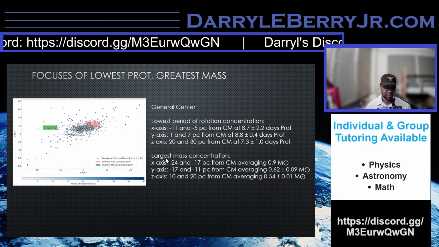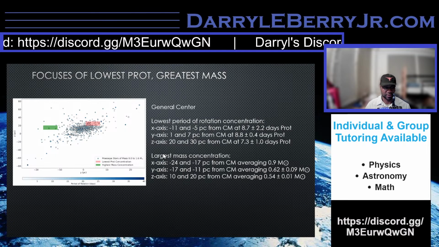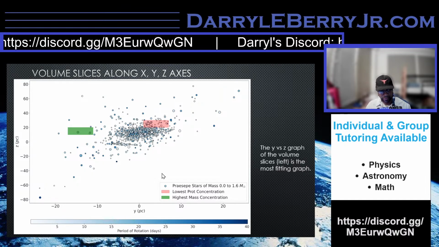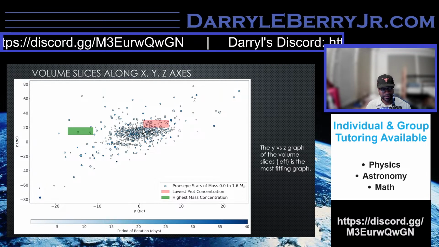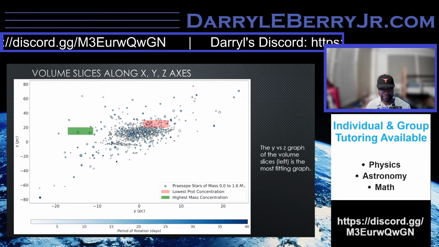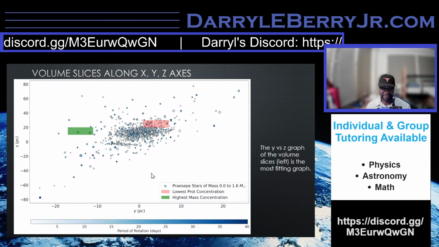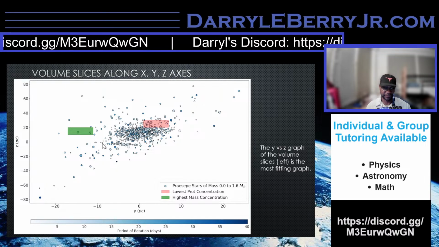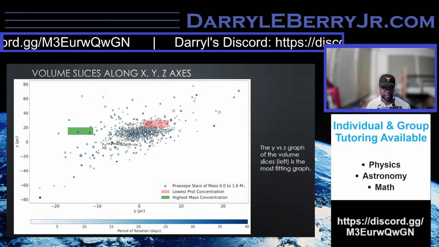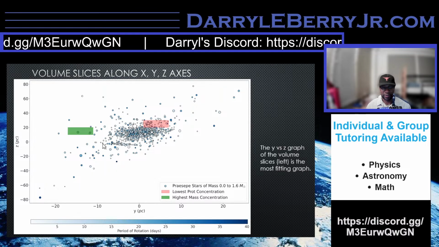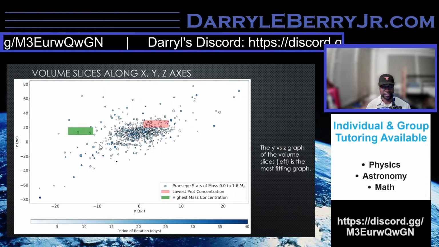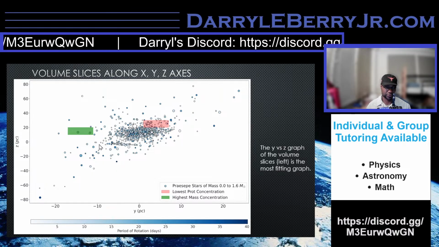So if you look at the larger plot here, you can see that the lowest period of rotation is, as we plotted it here on the YZ plane, in the upper right, and the concentration of highest average mass is in the left. So contrary to my expectations, these concentrations of mass and rotation are sort of all offset from the center, which means that the concentrations of rotation and mass are highly asymmetrical.